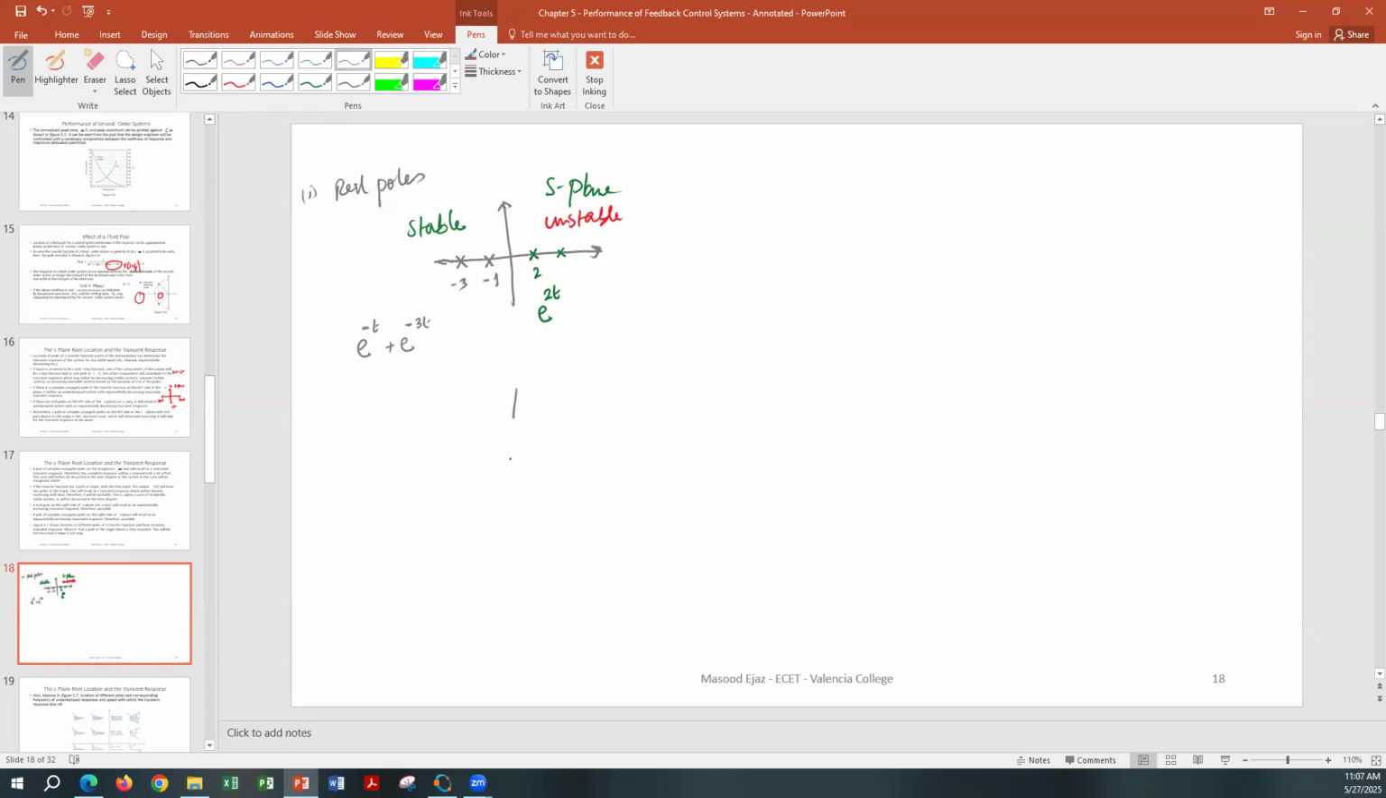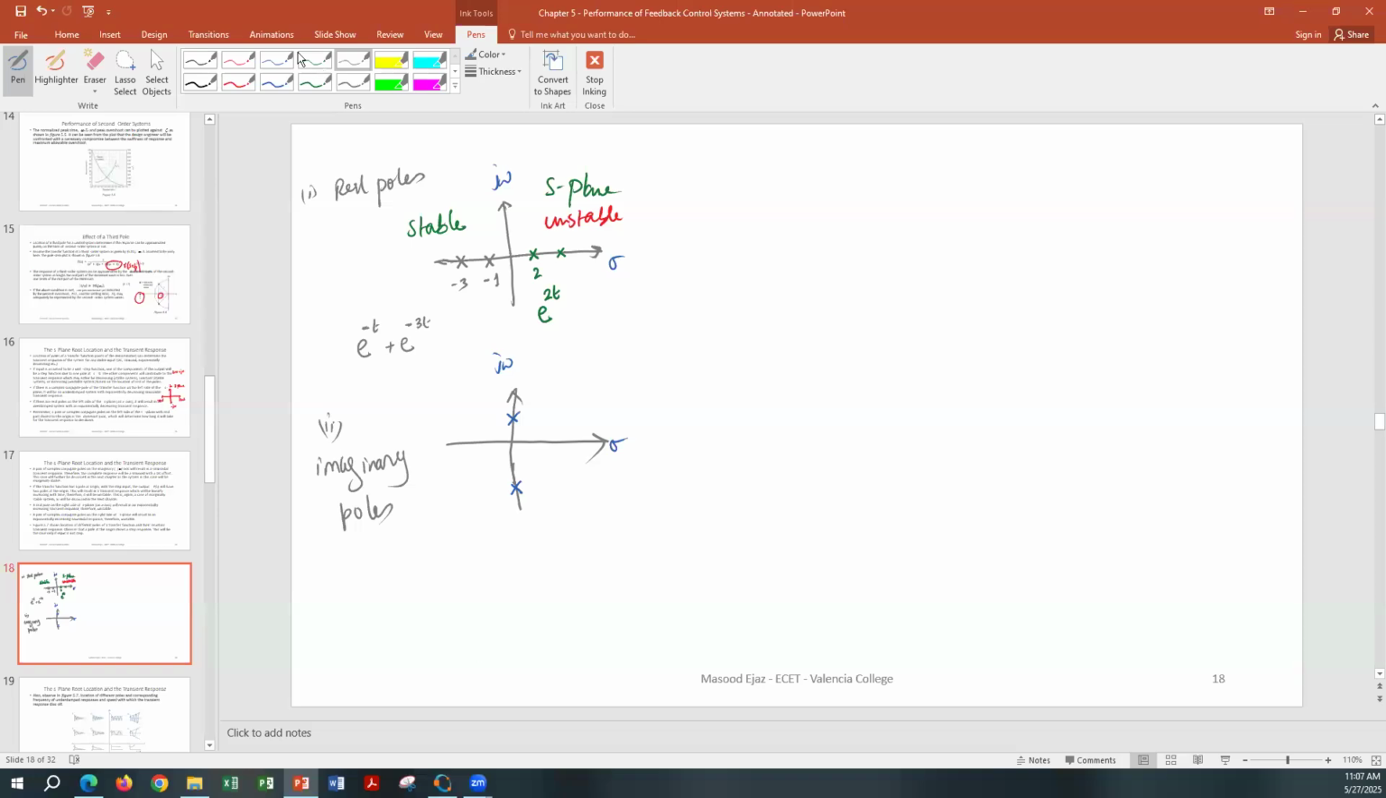If you have roots on the imaginary axis, and remember the roots come in complex conjugates whenever they are going to be complex. So once again, this is j omega and this is sigma and j omega. So in this case, imaginary poles.